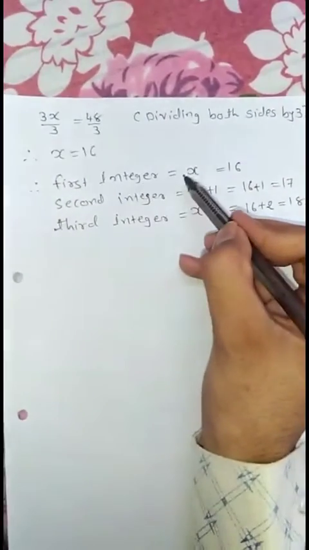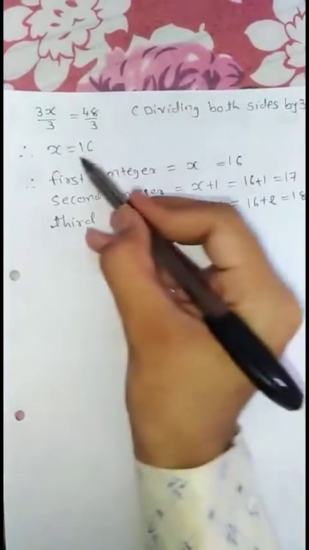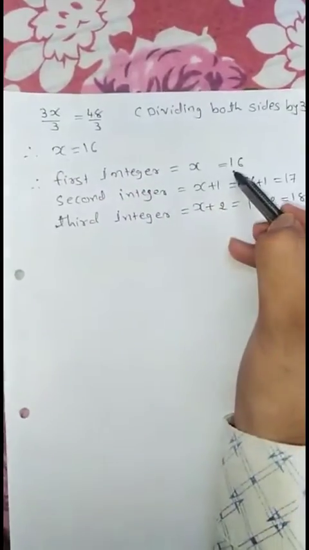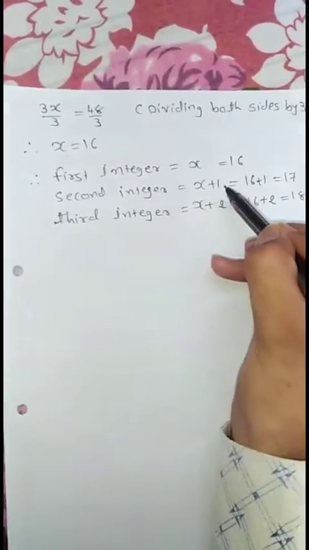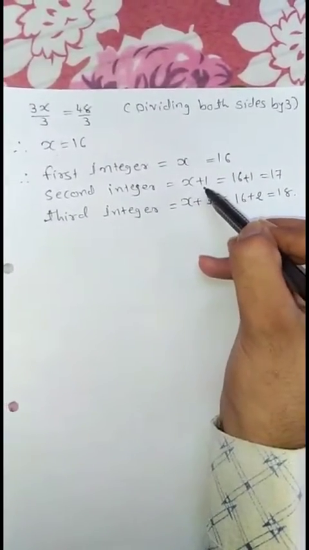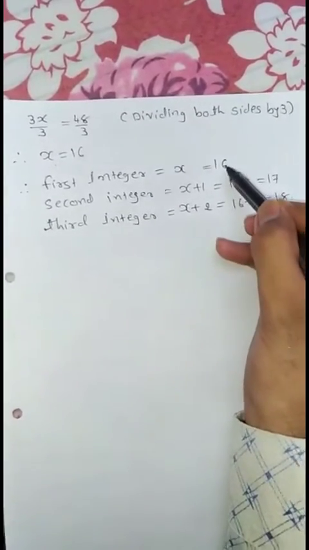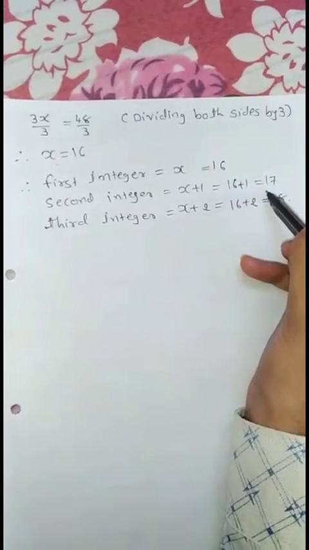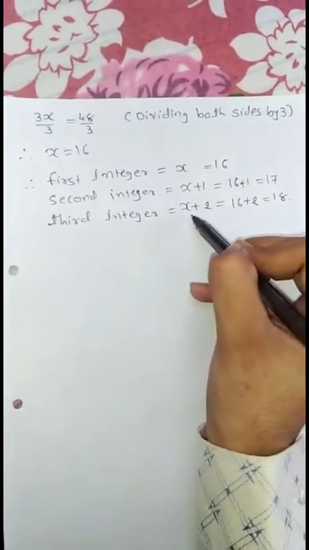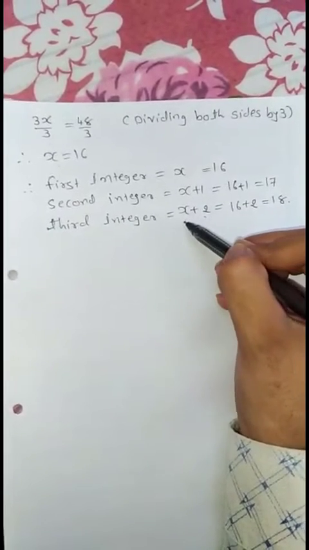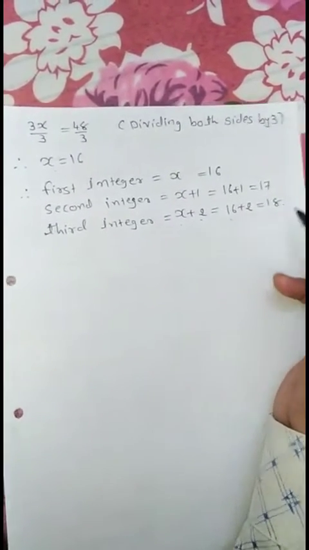The first integer is equal to x. We assumed the first integer as x. So here the value of x is 16. So our first integer is 16. The second integer we assumed as x plus 1. So 16 plus 1 gives 17. Then the third integer is x plus 2. So I put the value of x is equal to 16, and 16 plus 2 is equal to 18.